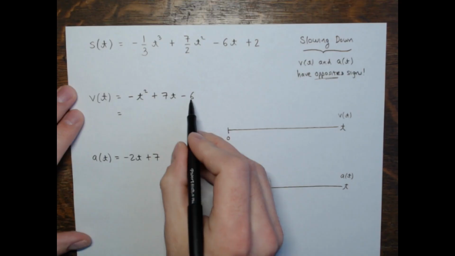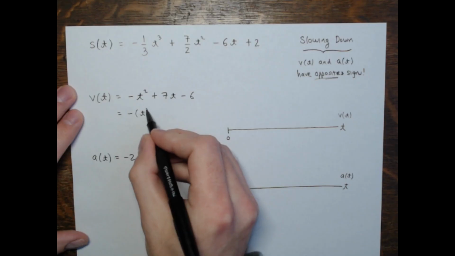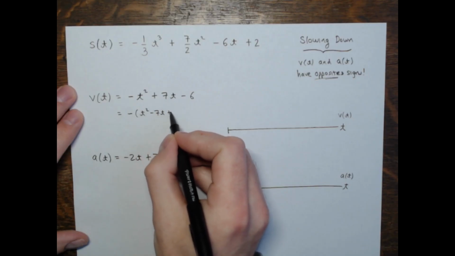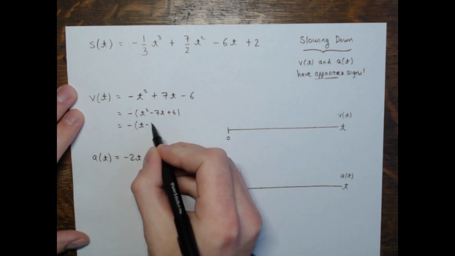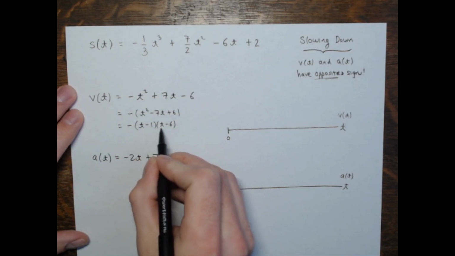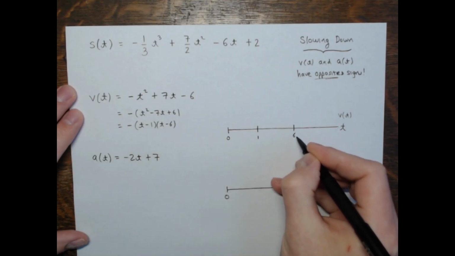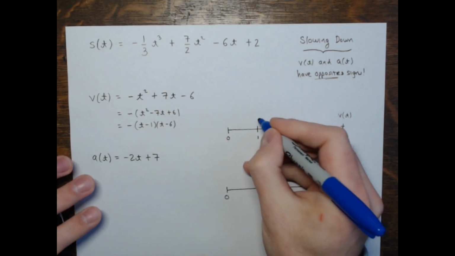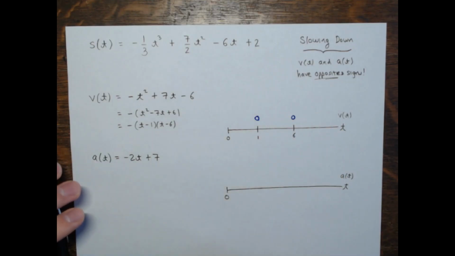Now, this is a nice factorable one again. I can pull a negative out. That'd be t squared minus 7t plus 6. So this is the opposite of t minus 1 times t minus 6. So there are 2 times where the velocity is 0. That's at 1 second and 6 seconds, right? The bird is at rest, pausing for an instant at those moments.